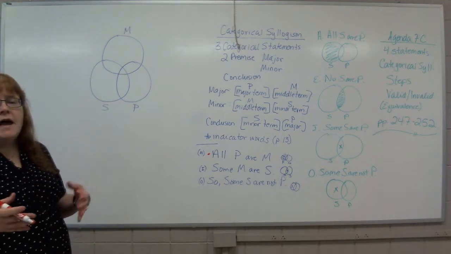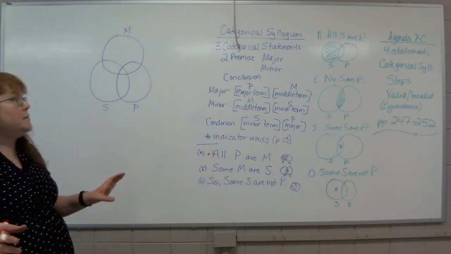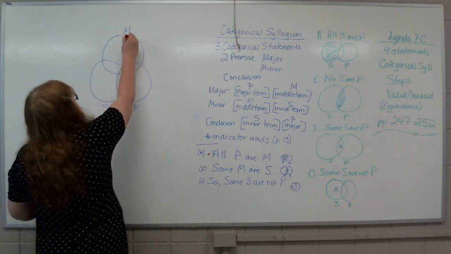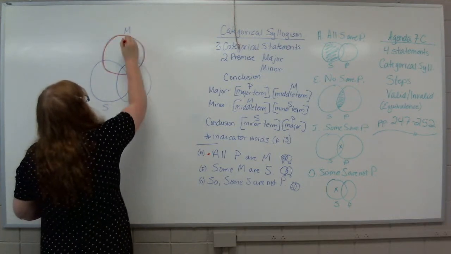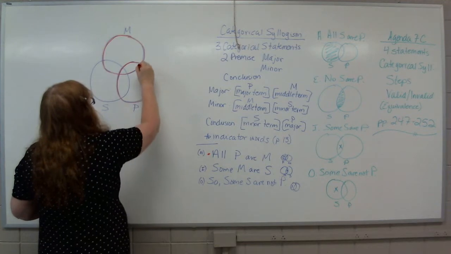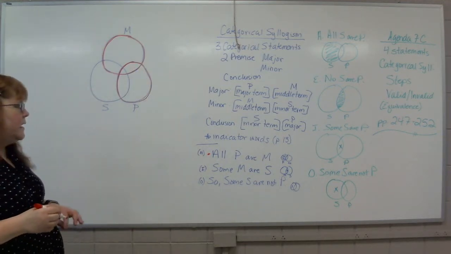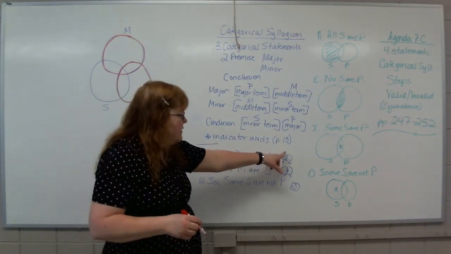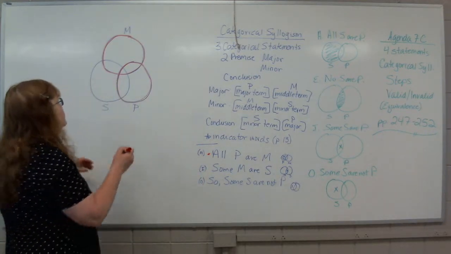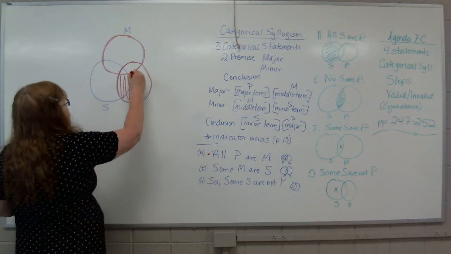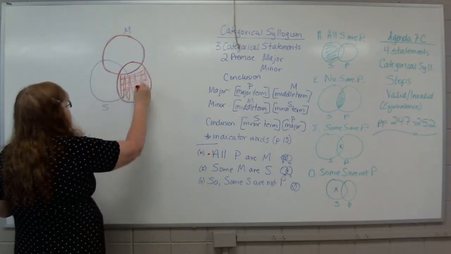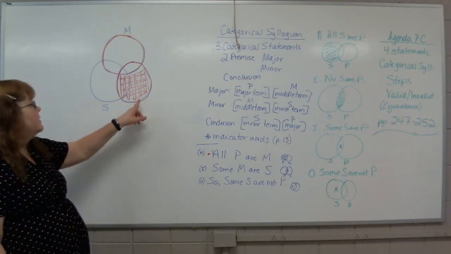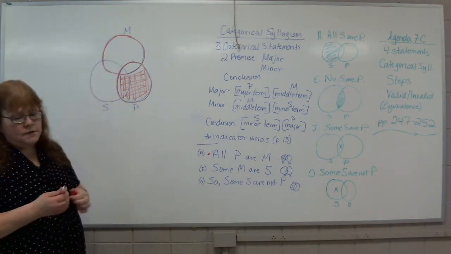When I'm drawing this, I have to ignore totally my S bubble. I have to pretend this line isn't in the way. So I'm only looking at M and P. I'm forgetting that my S even exists. So, all P are M. I'm coloring in that whole side of the P that doesn't include M. So I'm going to start here, and I'm coloring in all of that. That's what my A statement looks like when my variables are P and M.